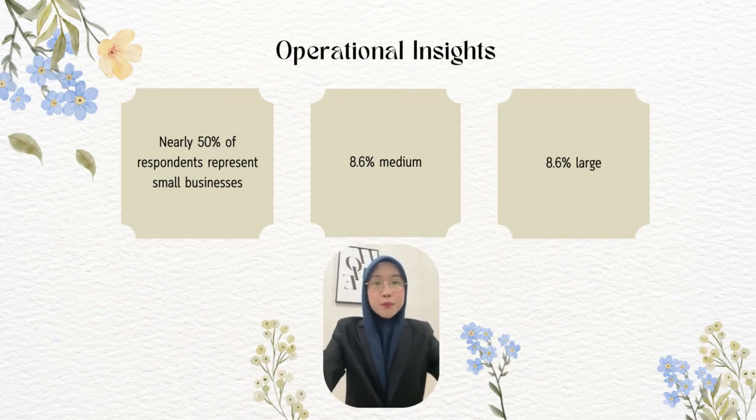Now we go to the company operation. Although detailed operational data was not provided in these sections, we can draw some meaningful insight based on company size as I reported earlier. Nearly 50% of the respondents represent small businesses, while 8.6% each are from medium and largest companies. This distribution suggests that company operations are likely to depend on the scale.